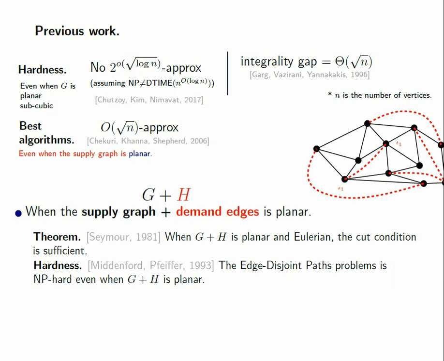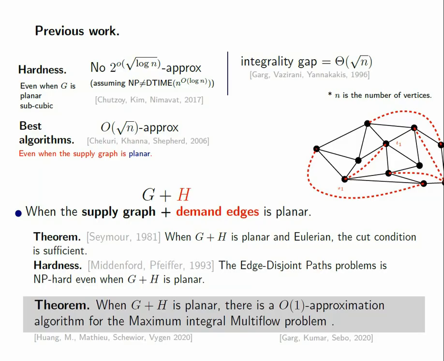For instance, Seymour proved that when G plus H is planar and Eulerian, that is when all vertices have even degree, then a simple necessary condition of the existence of a family of edge disjoint paths connecting all terminals, sometimes called the cut condition, is also sufficient. It was also proved that the problem remains NP-hard when G plus H is planar.